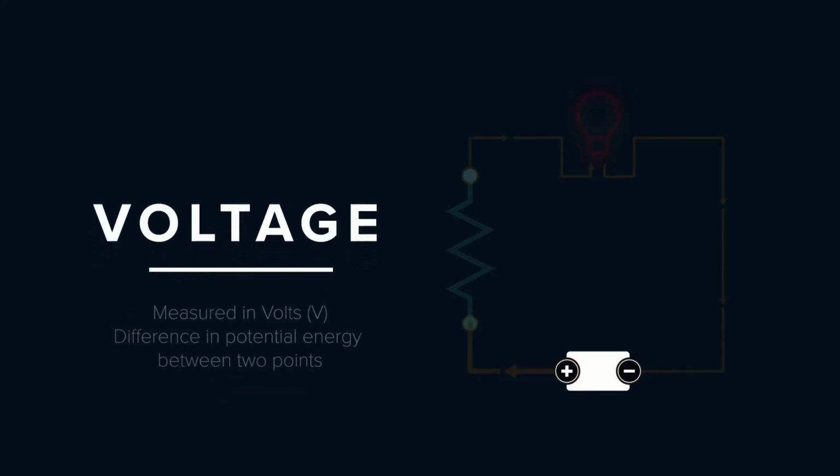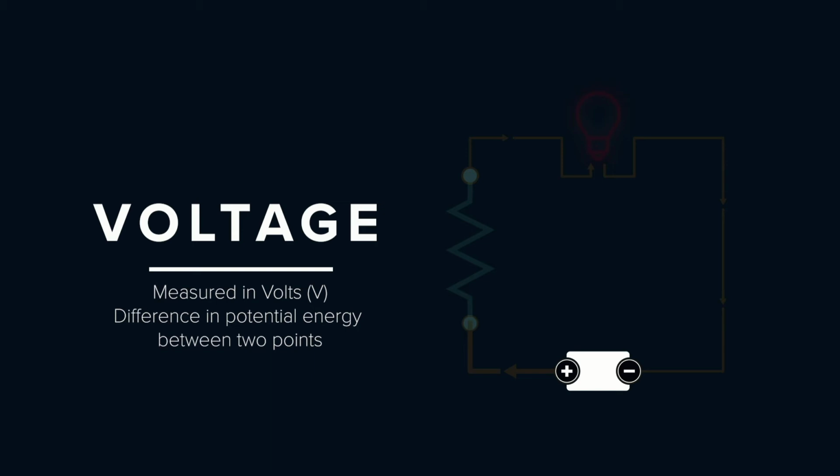Next, we have voltage, which is measured in volts and is the difference in potential energy between 2 points. The voltage source in this diagram is the battery. Current will flow from the positive terminal of the battery through the circuit and back to the battery through the negative terminal.